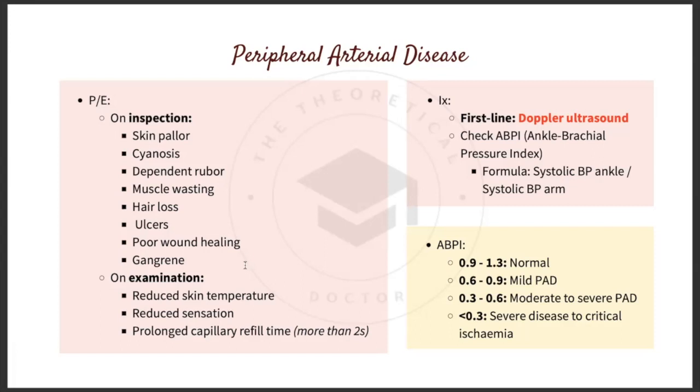Of course, that's dependent. Some may not have all this presentation, but if they are having critical limb ischemia or long-standing peripheral arterial disease, they may have skin pallor or muscle wasting and hair loss. Sometimes they may even have ulcers or poor wound healing. Eventually, it may progress to gangrene. So usually when they come in, it's usually towards gangrene or sometimes even in the gangrenous stage.